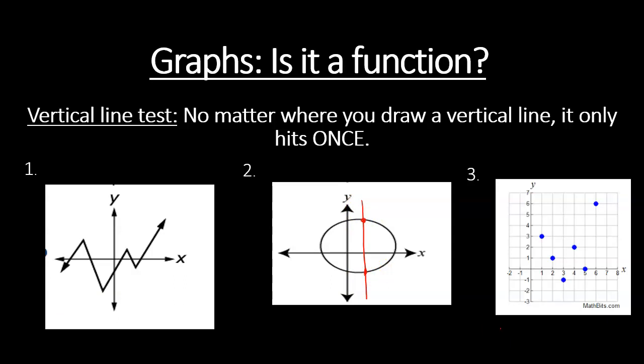And then number three is what we call a discrete graph, which we'll learn about today. Discrete just means it's dotted. Those points are not connected. So when you do your vertical line test, you have to do it for each one. And each time I'm only touching one point. So this is a function. Now, if I had a point here, it would not be a function because it would touch in two places.